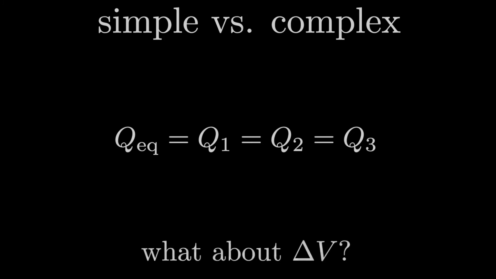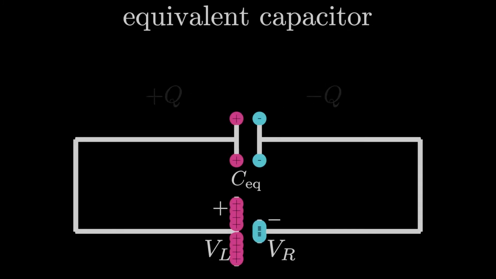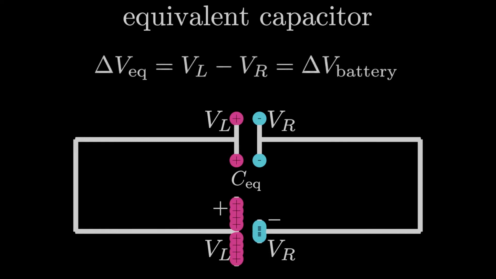For that, let's think back to the equivalent capacitor. What we expect here is again for the potential of this plate to be equal to the potential of this terminal, and the potential of this plate to be equal to this terminal's potential at electrostatic equilibrium. Once charge has stopped flowing, these potential values are equal, because otherwise charge would still be flowing until they were equal. So delta V across the equivalent capacitor is just VL minus VR, or delta V across the battery.